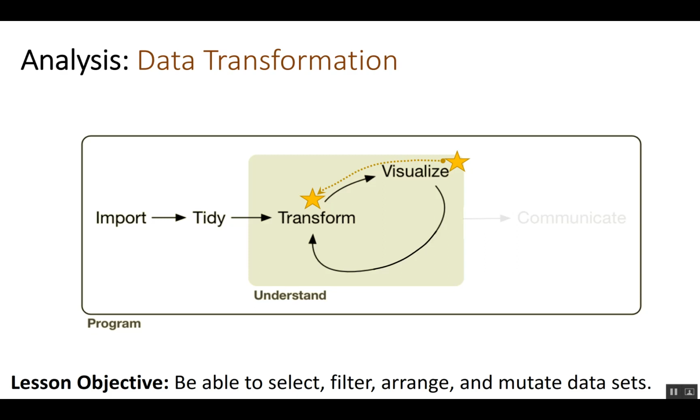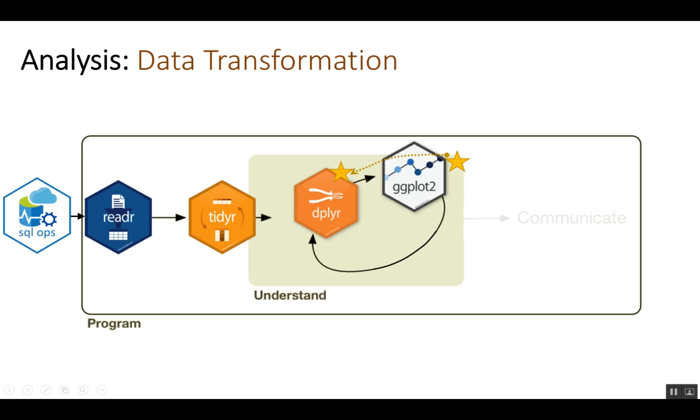In the last session, we began working with R. We did some data visualization in the ggplot2 package, and in this session, we will be doing some data transformation. We'll be coming back to data visualization in a future session. Specifically with data transformation, by the end of this lesson, you should be able to select, filter, arrange, and mutate data sets. We'll be using the dplyr package written by Hadley Wickham to do these data transformations. The dplyr package is part of the tidyverse package.